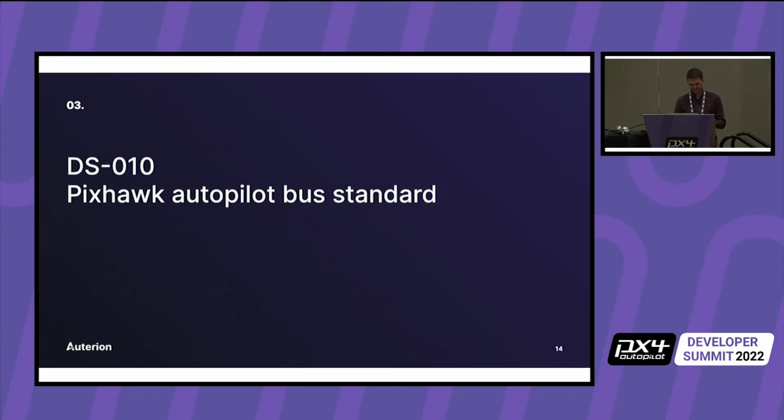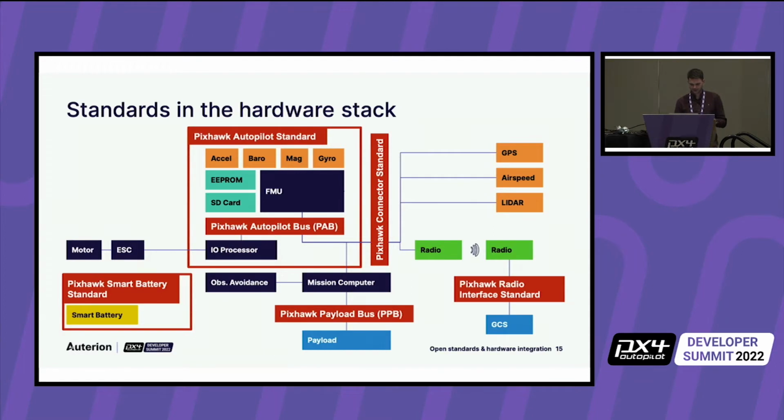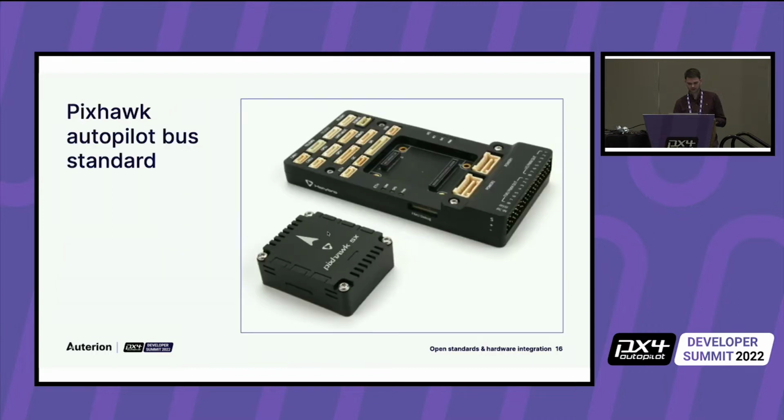Let's go with the Pixhawk Autopilot bus standard, DS-010. This is this block here. In a picture, it looks like this. The Autopilot bus is basically the black connector here. It's not the white ones, which are the Pixhawk connector standard, but this black high-density connector here.